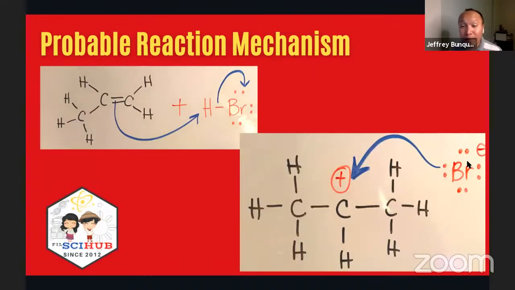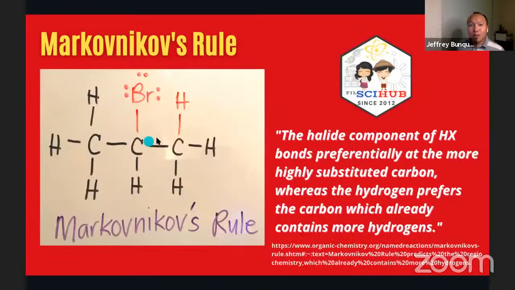And since you form a secondary carbocation in this process, your bromide ion will end up what? Attacking the electrophilic center that is this secondary carbocation. And when it does that, the resulting product is this. So your proton attaches itself to the lesser substituted carbon. Your halide attaches itself to the more substituted carbon.